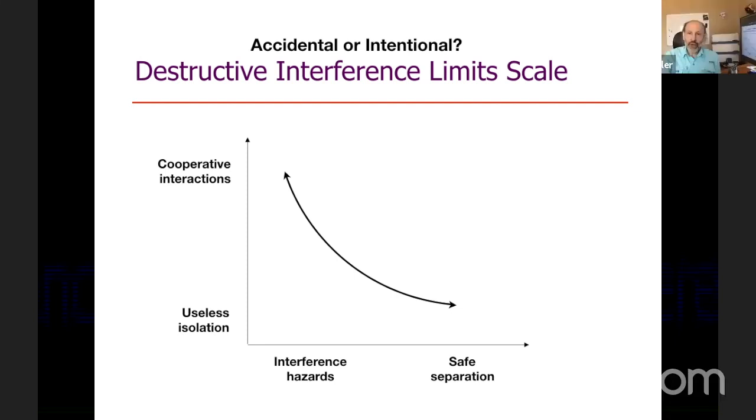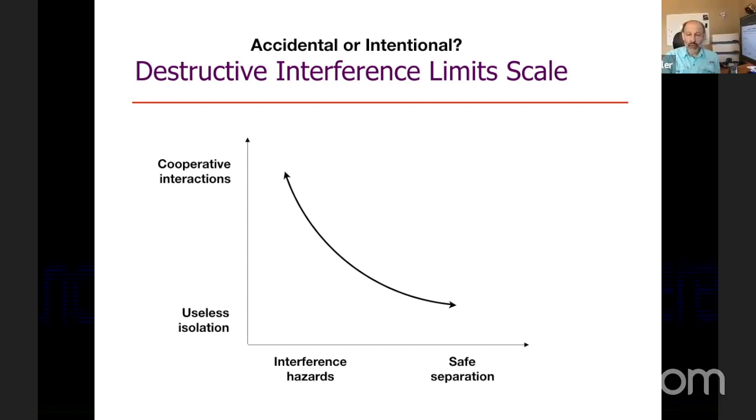So when we talk about destructive interference, when the destructive interference of concern is accidental, we call those bugs, and that's the domain of software engineering. And much of computer science has been concerned with that, how to gain the benefits of cooperative composition while limiting the damage from accidental interference. And when the interference is intentional, we call those attacks, and those are studied by computer security.